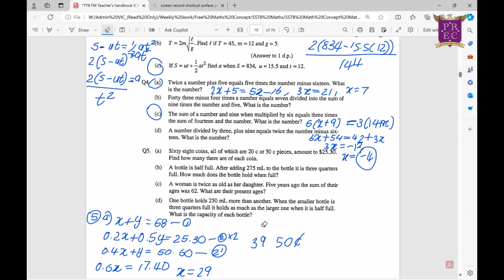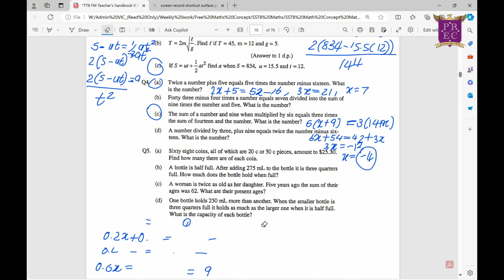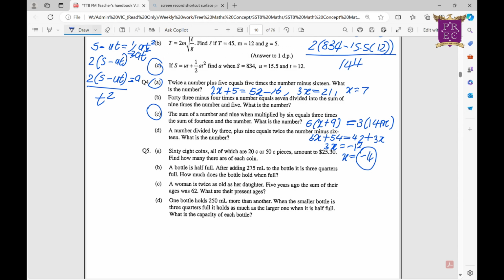Let's erase this so that we have space to do 5b. A bottle is half full, and after adding 275 milliliters to the bottle, it is 3/4 full. How much does the bottle hold when full? We know that the bottle is currently half full. We can draw it over here. This is half. This is 275 milliliters, and this whole thing is 3/4.